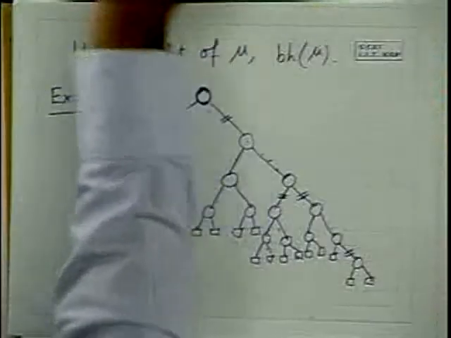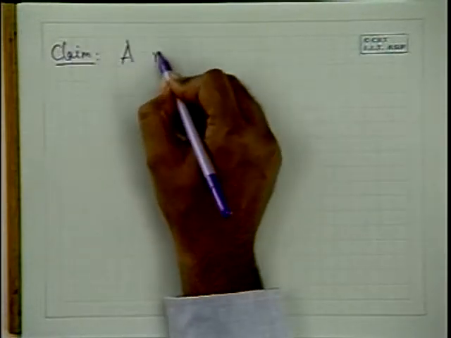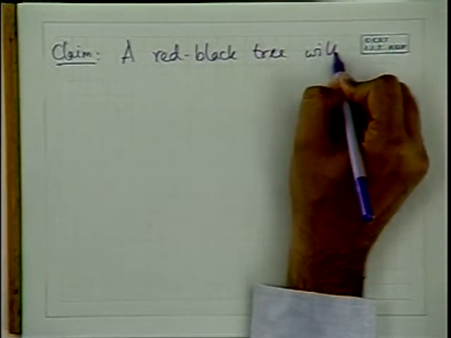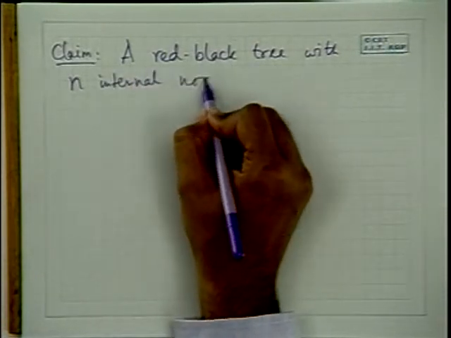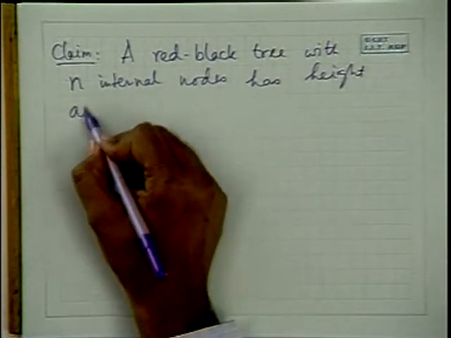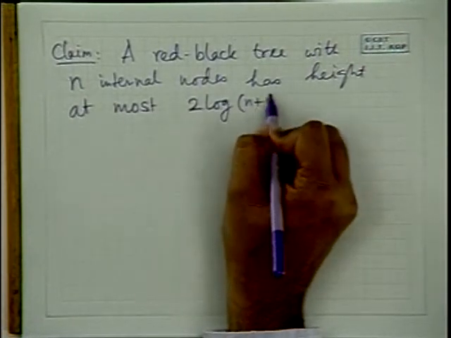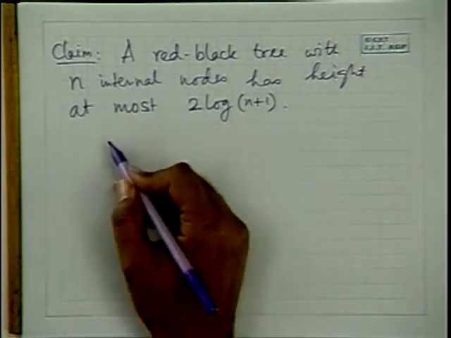Let's see how to prove this claim that this tree has height log n. So my claim is a red black tree with n internal nodes has height at most 2 times log n plus 1. I could have said order of log n, but let us be a little bit precise.